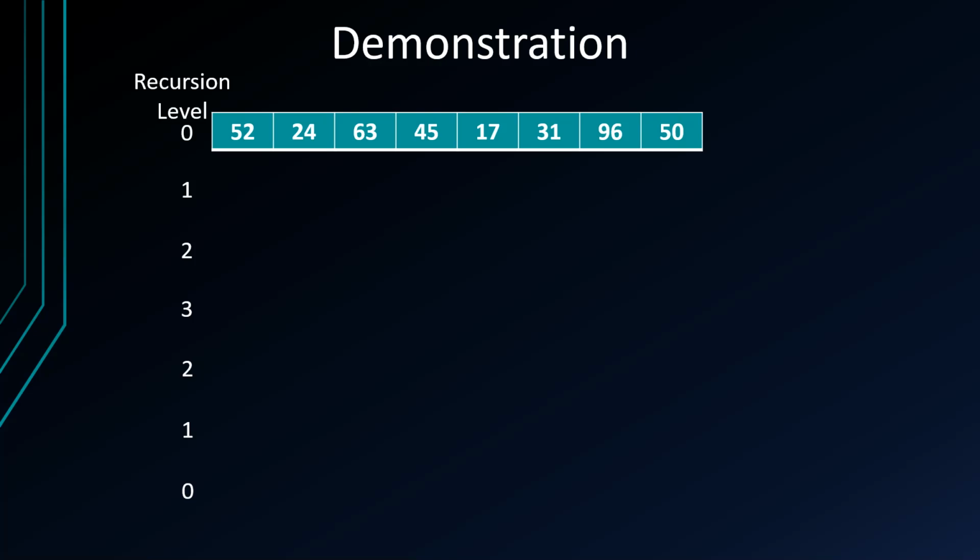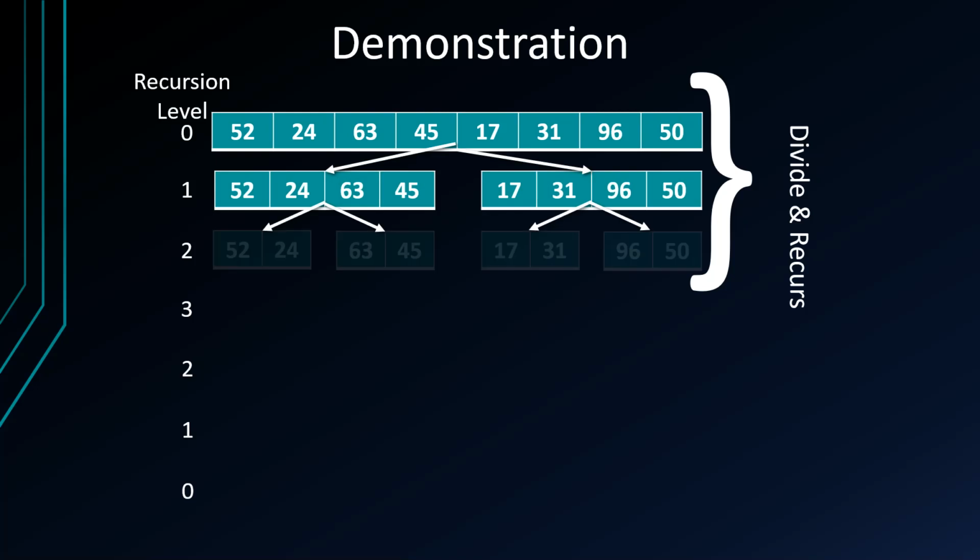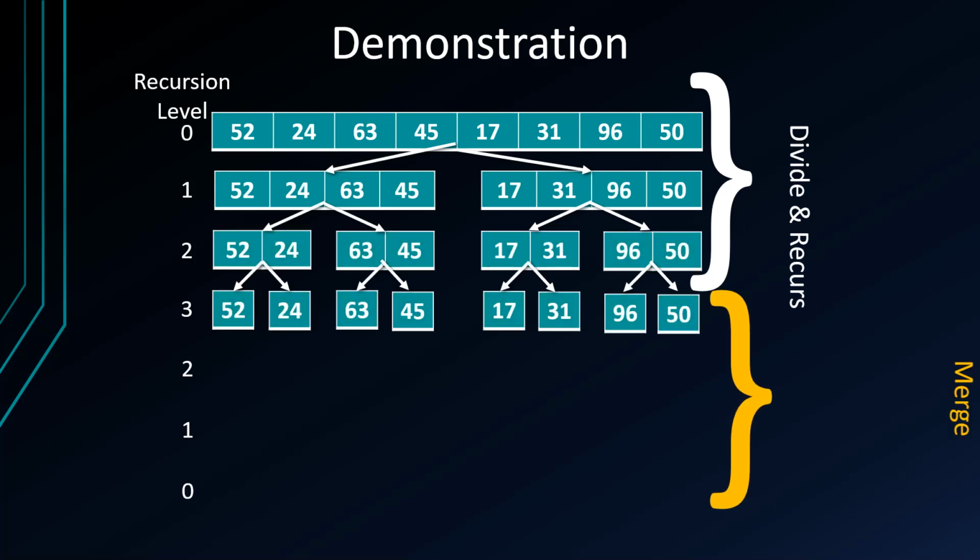So the first thing you're going to see is the division step. We're going to divide. So cut it in half, cut it in half, cut it in half, and now we're at a point where everything has one element. And the merge step looks at the two halves.